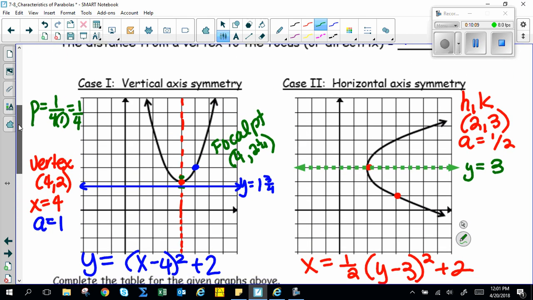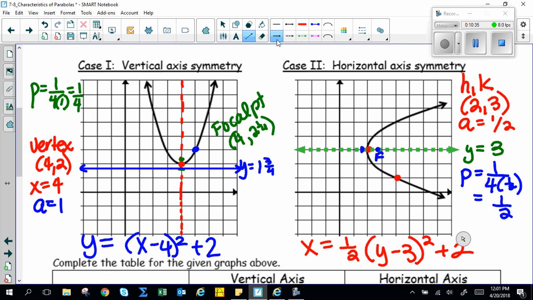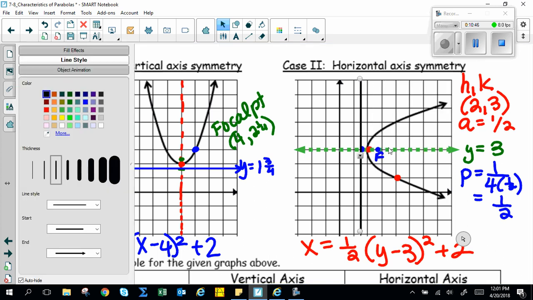Now I need to move on and find that p value. So p is equal to 1 over 4 times 1/2. What's half of 4? 2. So the p value is 1/2. That means half a unit inside the parabola will be my focal point, and a half unit outside the parabola will be that directrix. Well, that's not quite a half unit. I need to play with that just a little bit. Move this over. There we go. That's about a half a unit. And I'm going to change the color if it lets me. Oh, thank you.